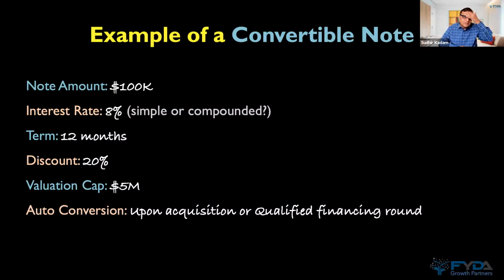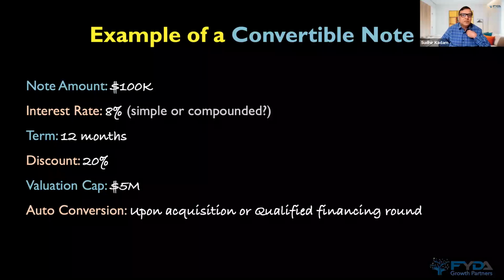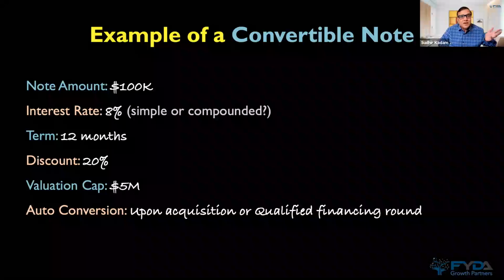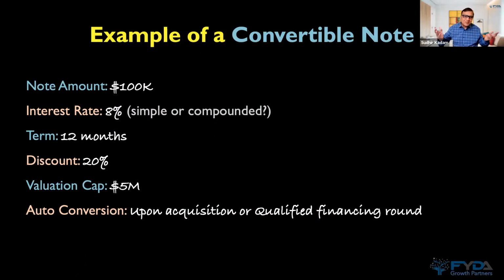Auto conversion means in the convertible note, we write down, like an agreement, that once you raise the next financing round, I have the option to convert my equity on a qualified financing round. Or, you might just decide to sell off that company. Then what happens to his convertible, right? So he wants some upside on the acquisition.